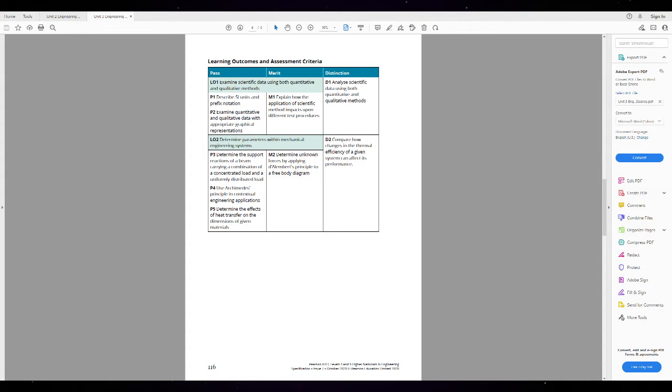D'Alembert's principle is going to come into our beam calculations again, and heat transfer.